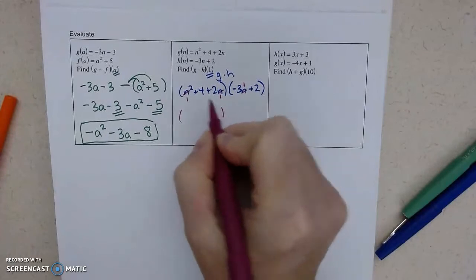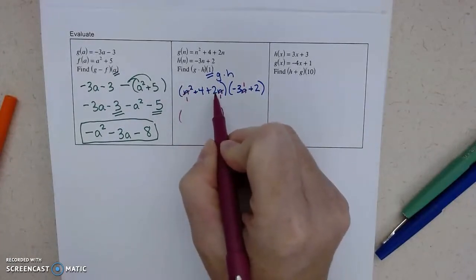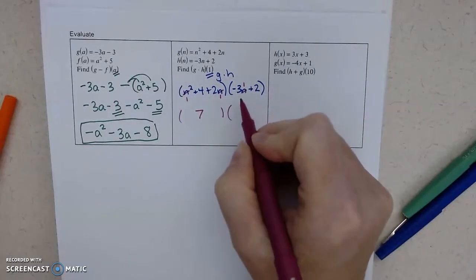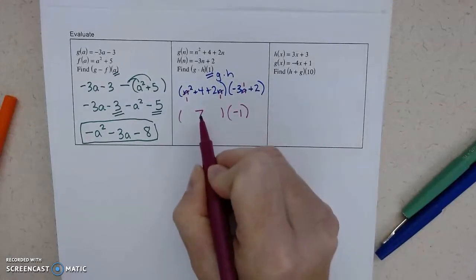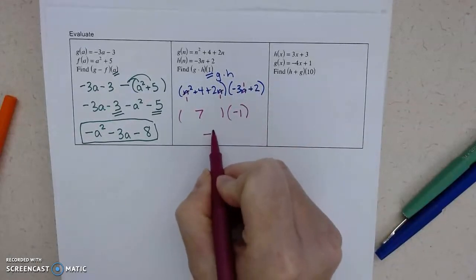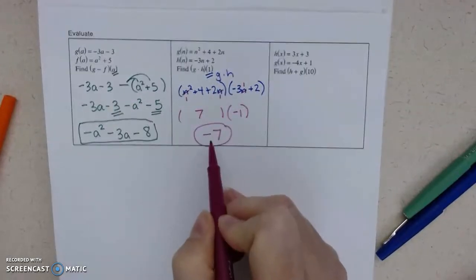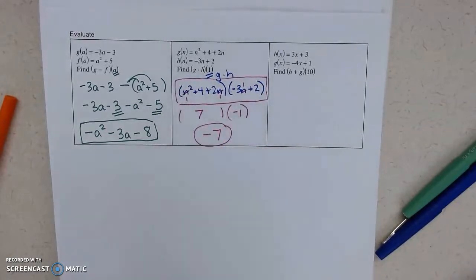And so you can type this into a calculator. So I've got 1 squared plus 4 plus 2 times 1, which is 7. And then we've got -3 times 1 plus 2. So then 7 times -1 is -7. So you don't need the expression, you just need the numerical answer. And you could have typed all of this into a calculator at one point if you have access to one.